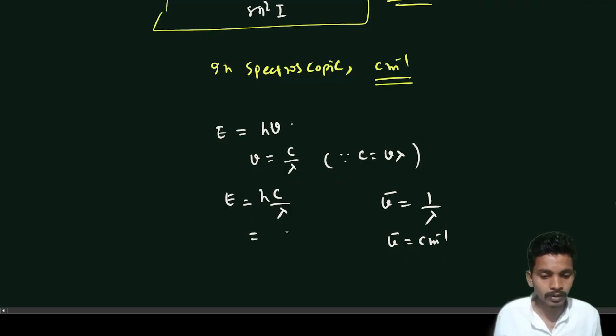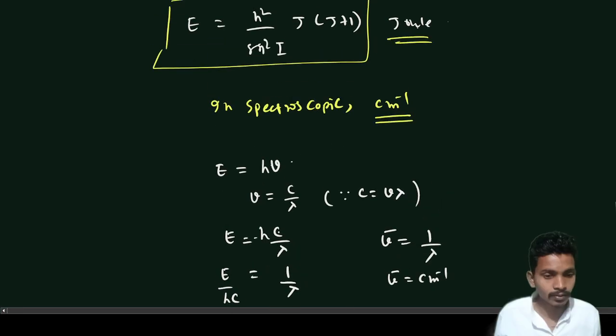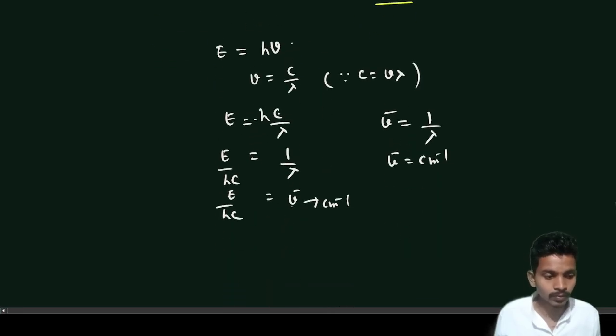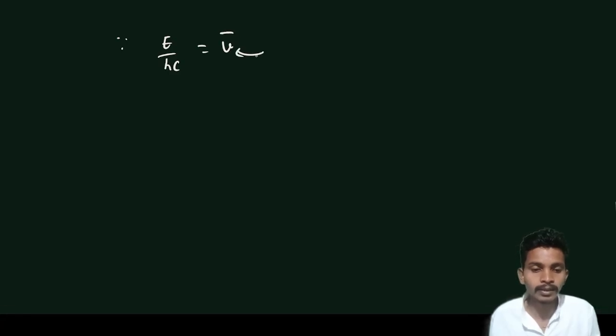So if I talk about this 1 lambda, and if I divide it by E upon Hc, then this becomes centimeter inverse, because this is wave number. Since this is centimeter inverse, this has to be in centimeter inverse because these are equal. So what you do is, if you divide E by Hc, that becomes centimeter inverse, because E upon Hc is equal to wave number, and that is centimeter inverse unit.